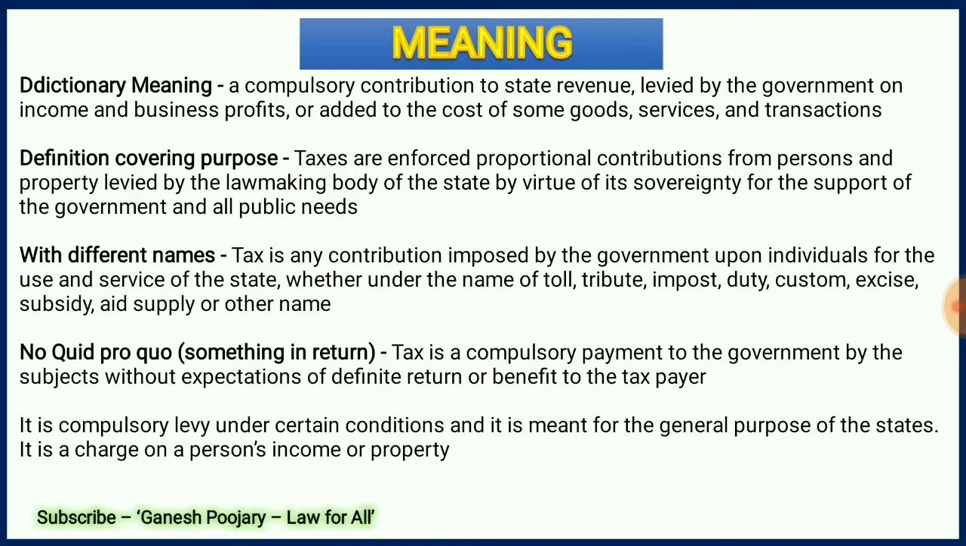What is the dictionary meaning? Dictionary says a compulsory contribution to state revenue levied by the government on income and business profits or added to the cost of some goods, services and transactions. So in the first meaning itself, you can see direct and indirect taxes, and it is given by whom? It is levied by the government on what? Income or business profits, and on the other side goods and services and transactions. Though this is a compulsory contribution, with that it covers almost all the aspects of tax.